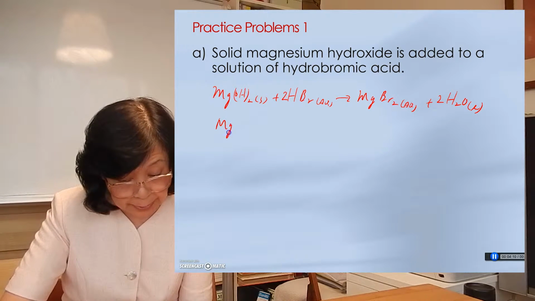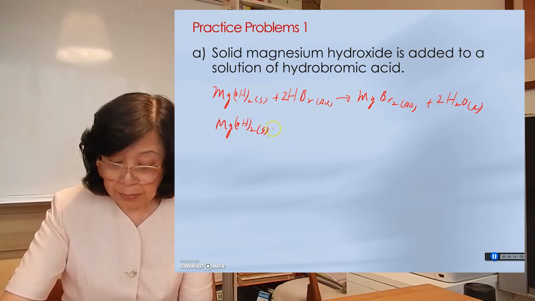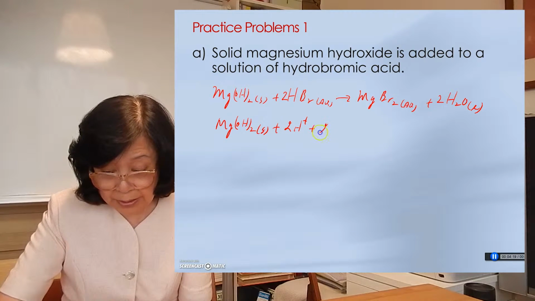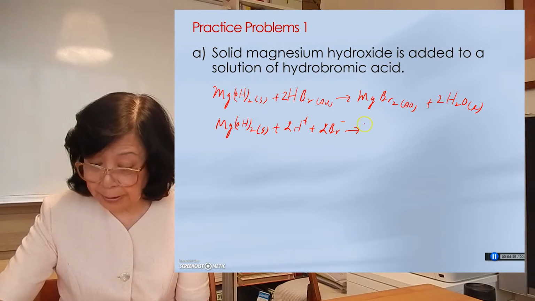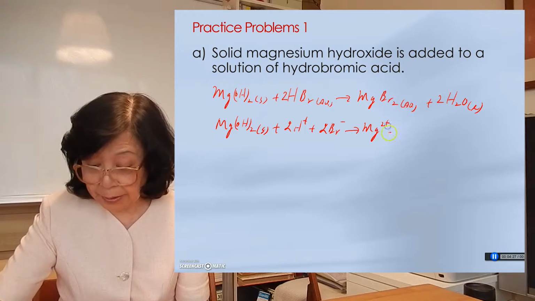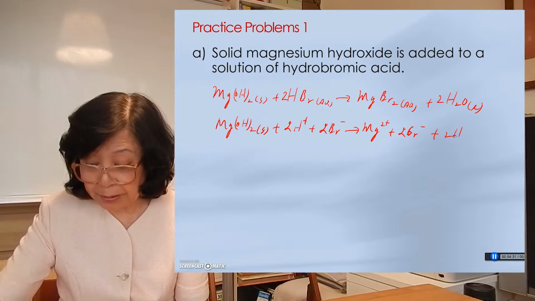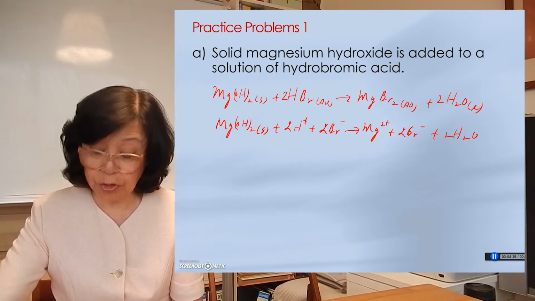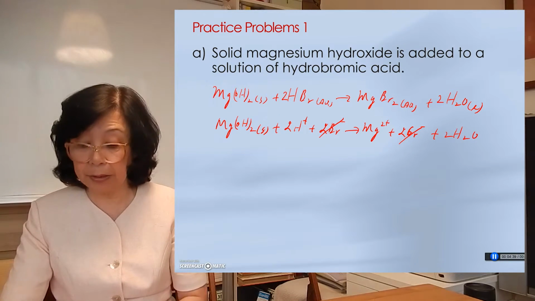Now we cannot ionize the solid, so it stays together. But we can ionize or dissociate the strong acid, the hydrobromic acid, into hydrogen ion and bromide ion. Now that forms the soluble compound, magnesium ion and the bromide ion, 2 moles of that, and 2 water molecules. Now we can cancel out the spectator ion, which is the bromide ion, on both sides of the equation. And now you have the net ion equation.